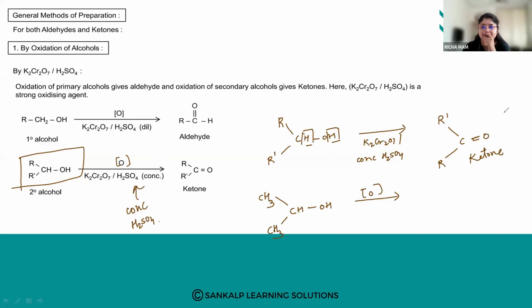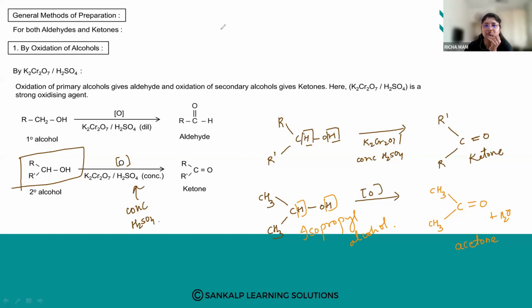Let me give you an example. What am I going to get? Acetone, plus H2O. This is isopropyl alcohol, and from isopropyl alcohol we are going to get acetone. So this was the first method of preparation of aldehydes and ketones. By controlling the oxidation with this reagent, we get aldehydes and ketones.